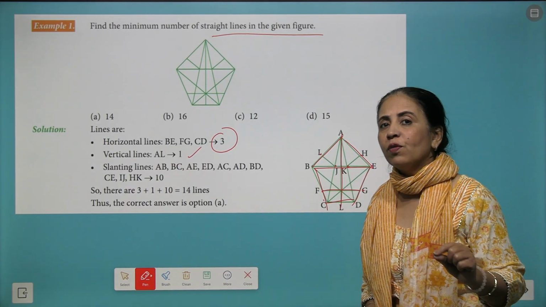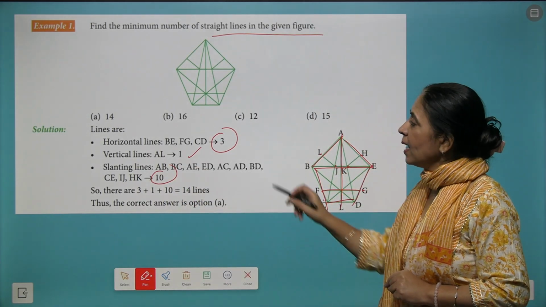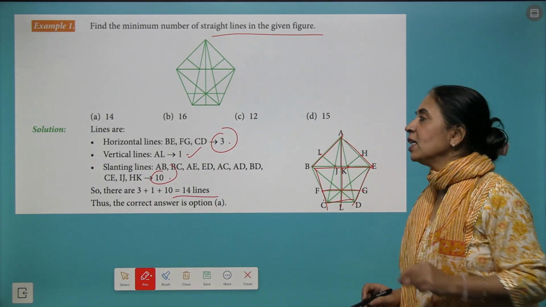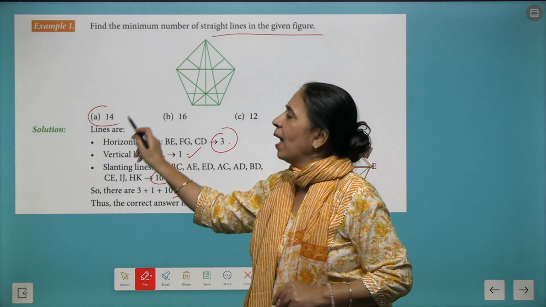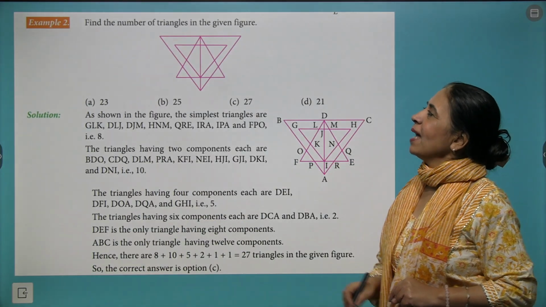After counting all of them, we count there are 10 slanting lines. Let's add them up. 3 plus 1 plus 10. We say 14 is the right option. And here we got the answer.